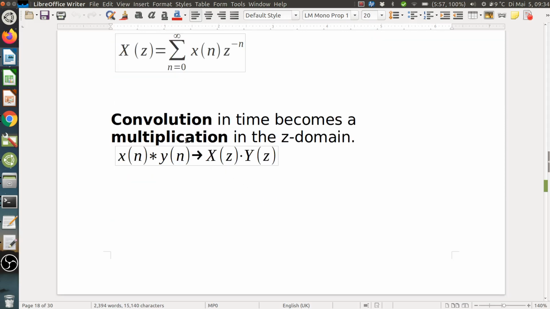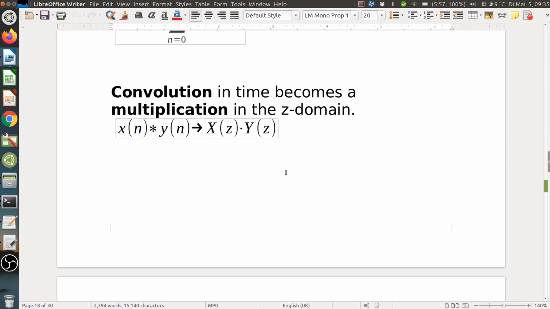Yeah, so the convolution in time becomes a multiplication in the Z domain. So again, very convenient, just like for the DTFT. If we take two sequences and convolve them, then in the Z domain, we get the multiplication of their two Z transforms. Right, so the Z transform turns the convolution into a multiplication, which is practical because multiplication is usually a mathematically much simpler operation.